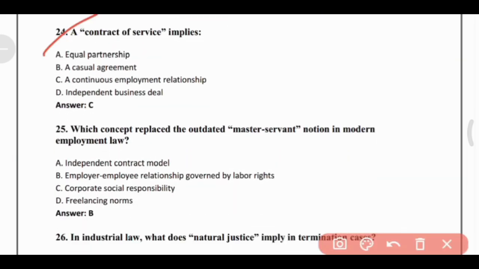A contract of service implies option C, a continuous employment relationship. Which concept replaced the outdated master servant notion in modern employment law? Option B, employer employee relationship governed by labor rights.